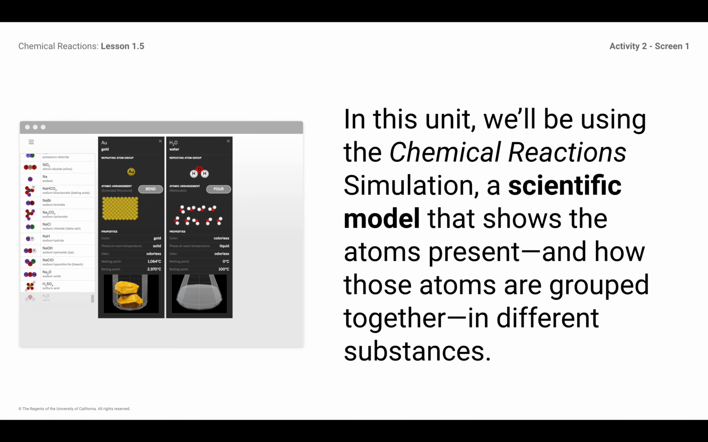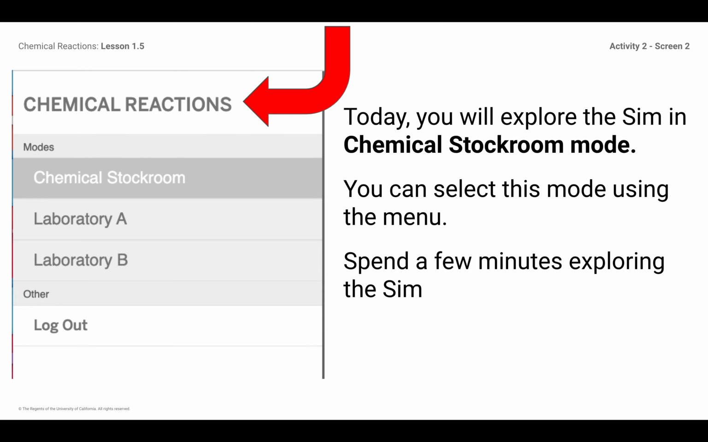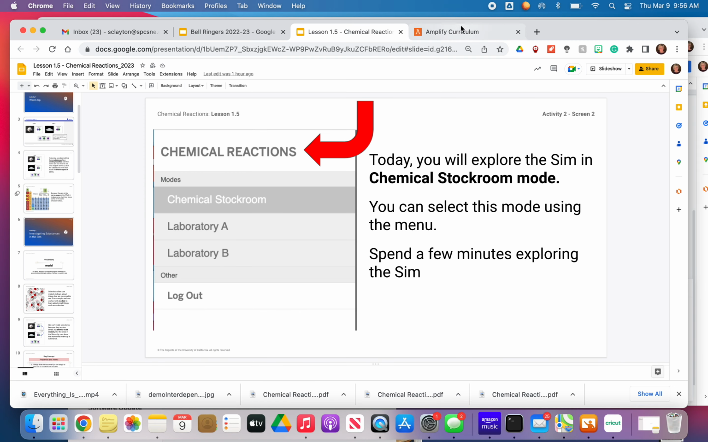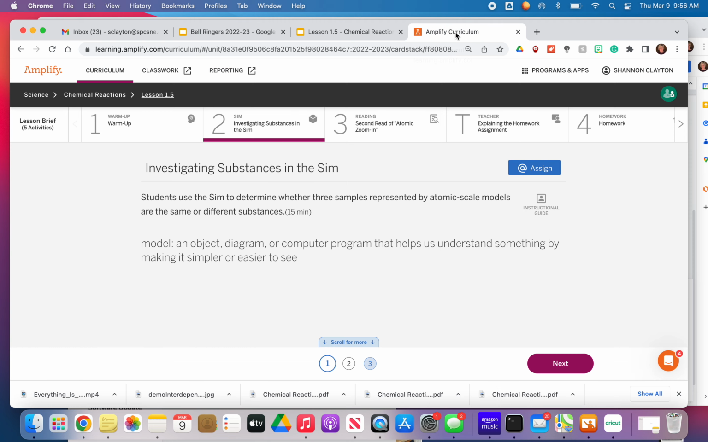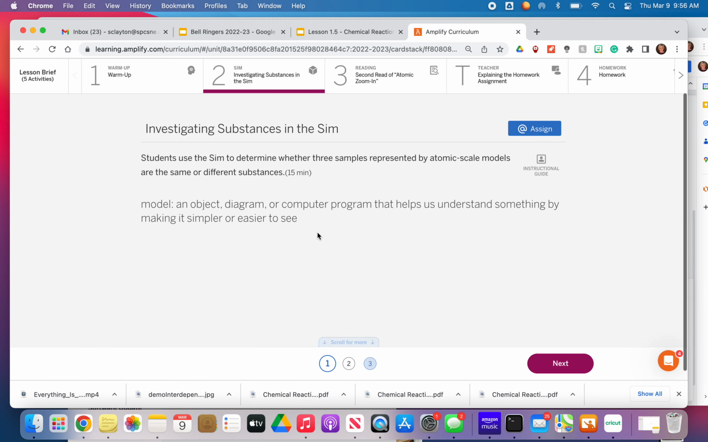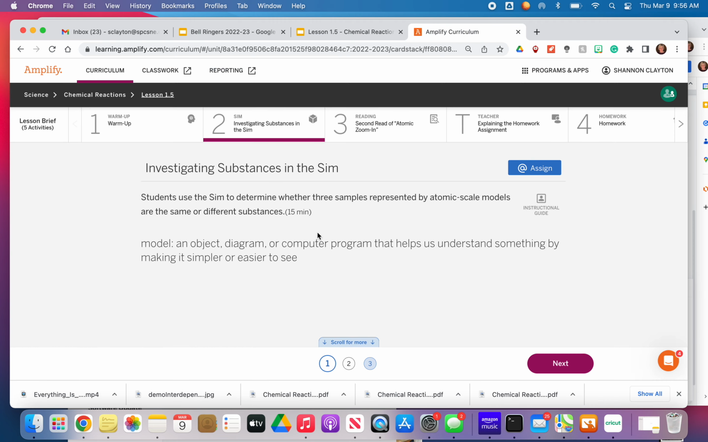Okay, now in this unit we're going to use a model that is the computer simulation, and it's called the chemical reaction simulation. Okay, and I'm going to get out and show this to you, and what I'd like you to do is kind of copy what I do. So if you can do a split screen and watch the video, and then try and do it as well.